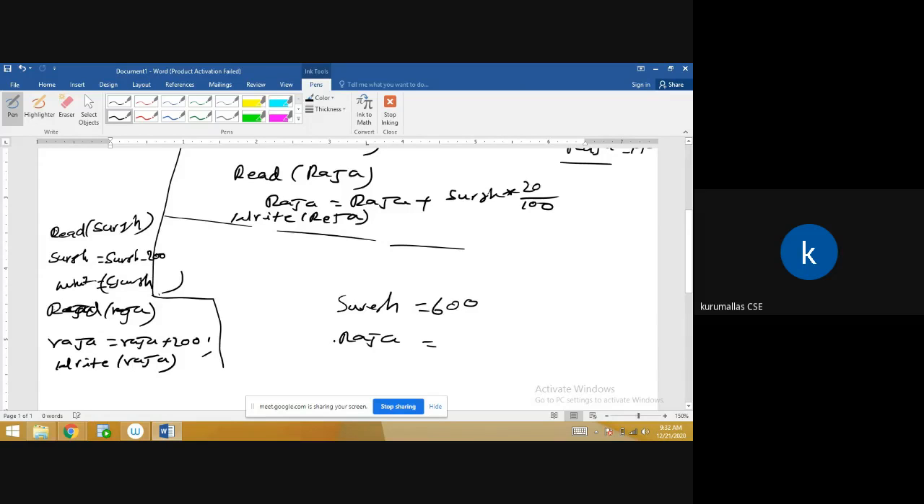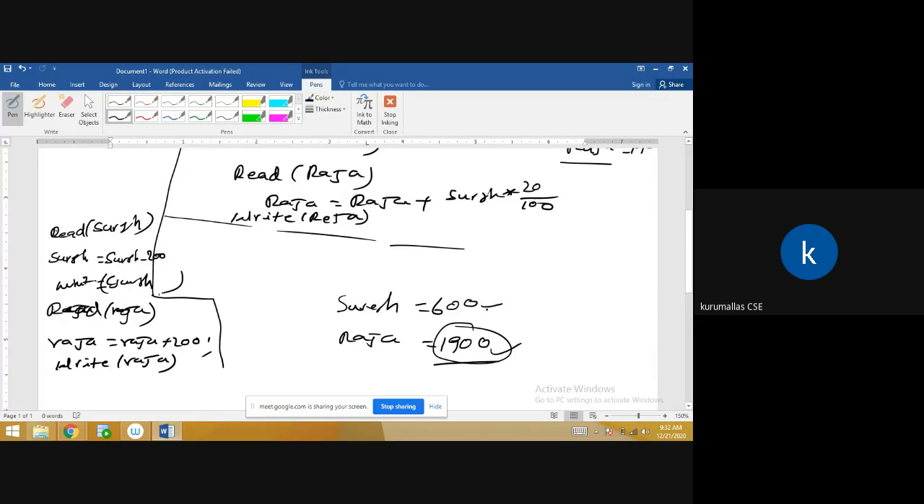Next, what about the Raja account? 1900, sir. Why is it 1900? Can you tell me, Kiran? Why is the Raja account 1900? Previously it is 1700, sir. So after adding 200, it will become 1900, right? Previously 1700 is there, and we are adding 200, so that is 1900.